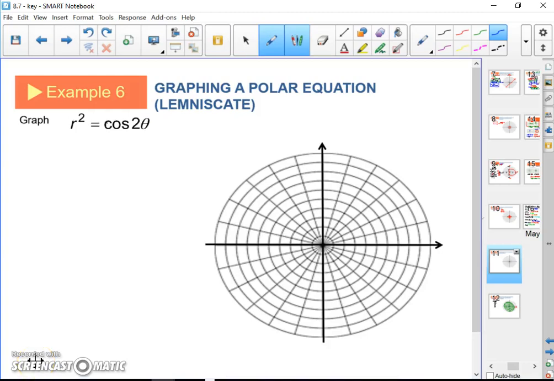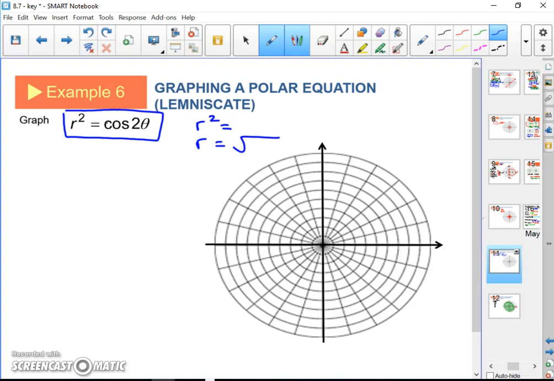Number 6, I can tell by looking, is a limaçon... a lemniscate, a limit scale. Your indicator is going to be when you see r squared equals, or if you see r equals square root, something like that. But that's what you're looking for. That's how you would know it's going to be a limit scale.